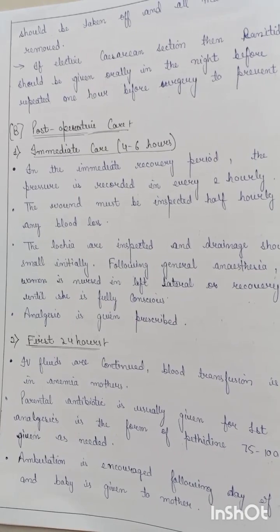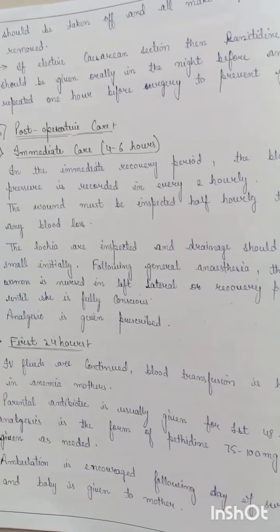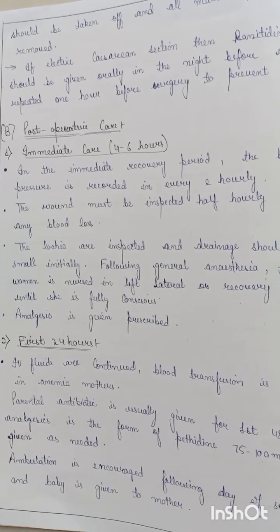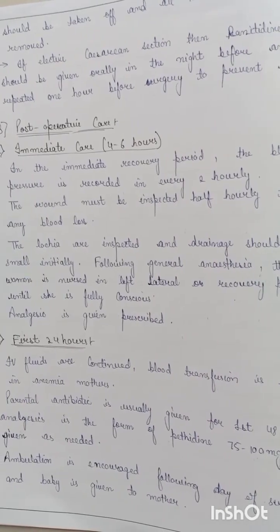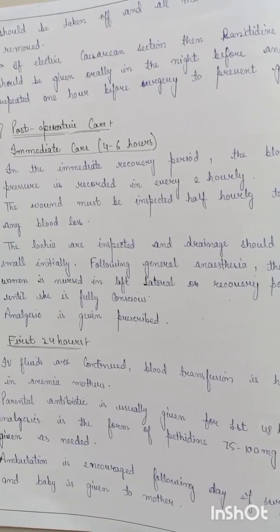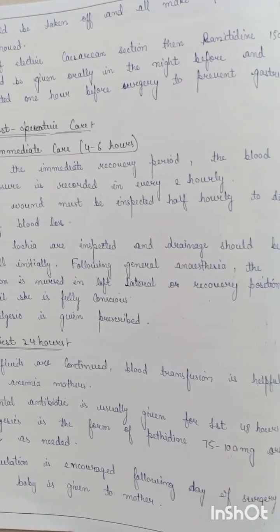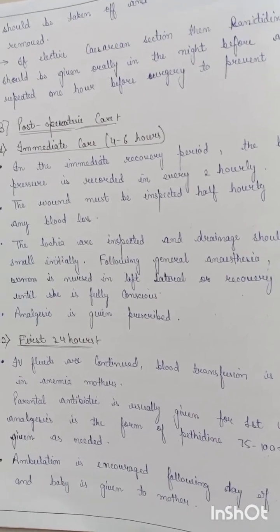Postoperative care and immediate care, 4 to 6 hours. In the immediate recovery period, the blood pressure is recorded every 2 hourly. The wound must be inspected half hourly to detect any blood loss. The lochia is inspected and drainage should be small initially. Following general anesthesia, the woman is nursed in left lateral or recovery position until she is fully conscious. Analgesic is given as prescribed.